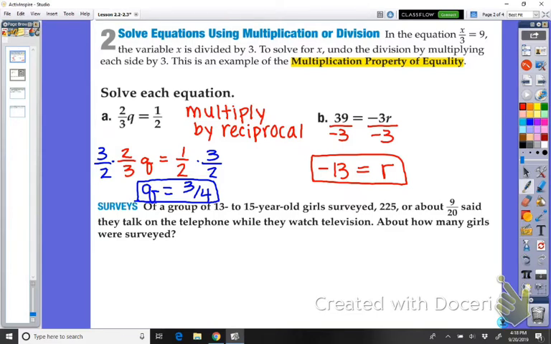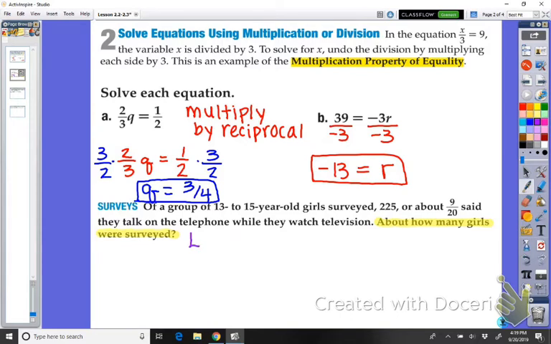All right, and then we have a word problem. Of a group of 13 to 15-year-old girls surveyed, 225, or about 9/20, said they talk on the telephone while they watch TV. About how many girls were surveyed? So there are some key words here. First of all, we're asking for about how many girls were surveyed. So that's going to be our variable.